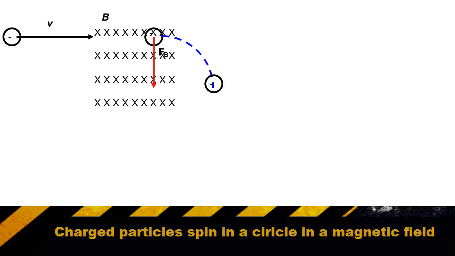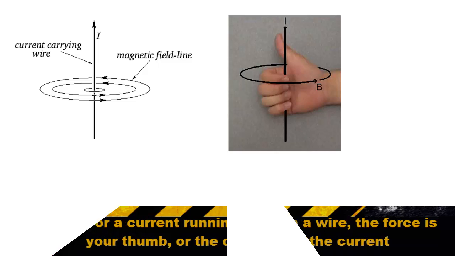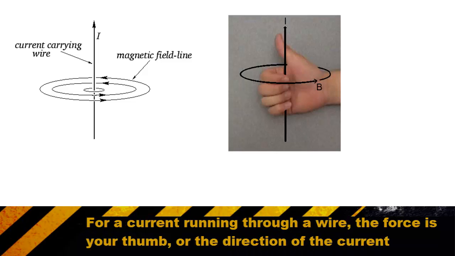That means now the magnetic field is pushing the charged particle to the left. And that process continues until a charged particle begins to move in a full and complete circle. When you have a wire carrying an electric current through a magnetic field, the magnetic field lines begin to rotate.